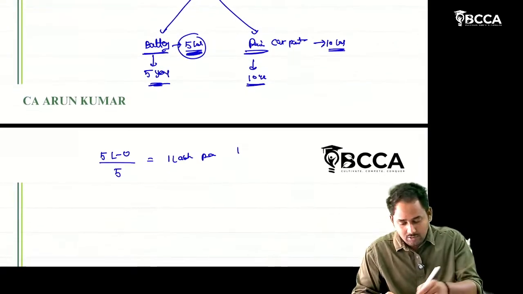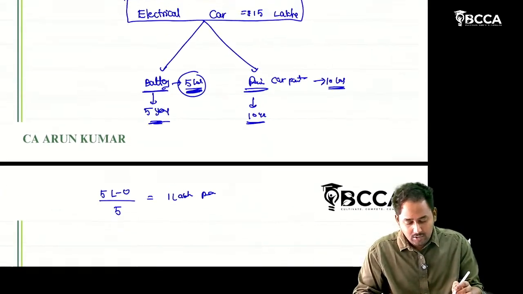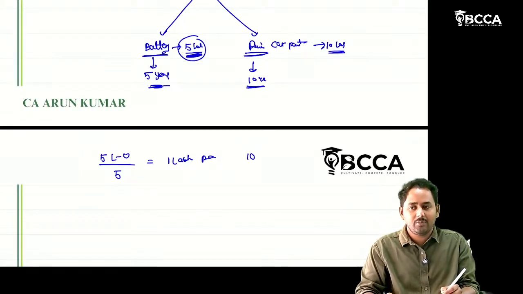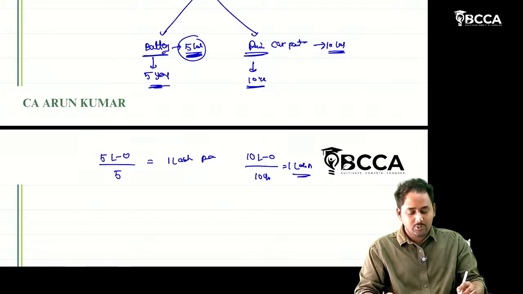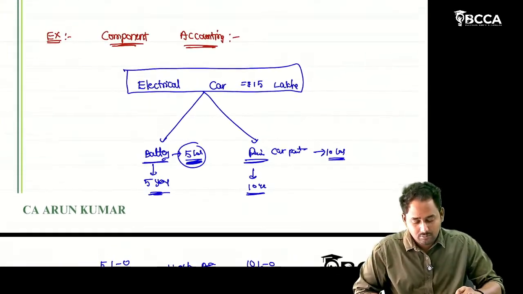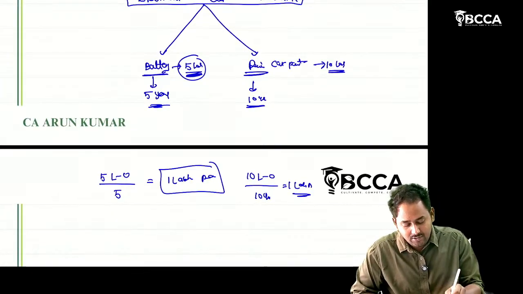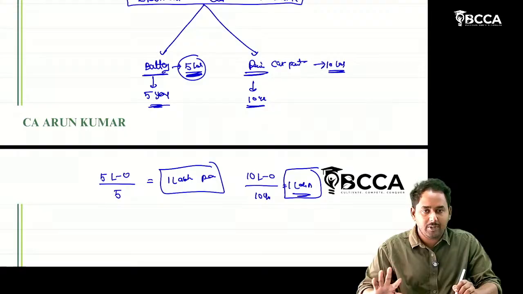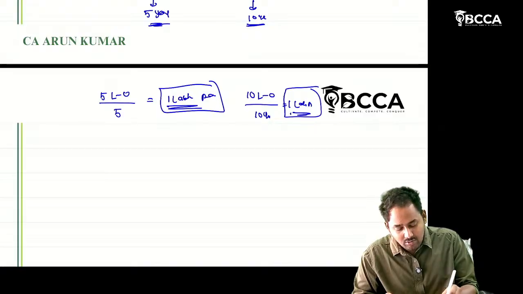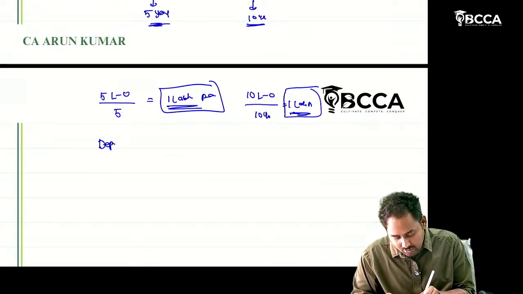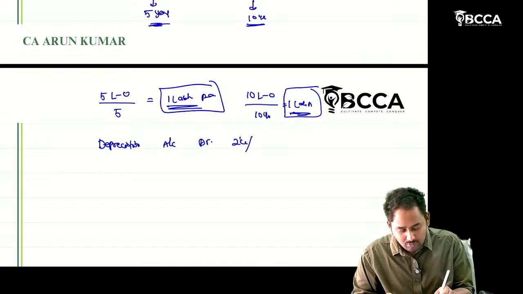Okay. Then what is the second element? Remaining parts. What is the opening carrying value of the remaining parts? 10 lakhs minus residual value divided by 10 years. So depreciation is 1 lakh per annum. So I have calculated depreciation separately for the two different parts. Now I need to provide the depreciation in the form of a journal entry. So what is the total depreciation? 2 lakh rupees. So depreciation account 2 lakh rupees to electrical car.